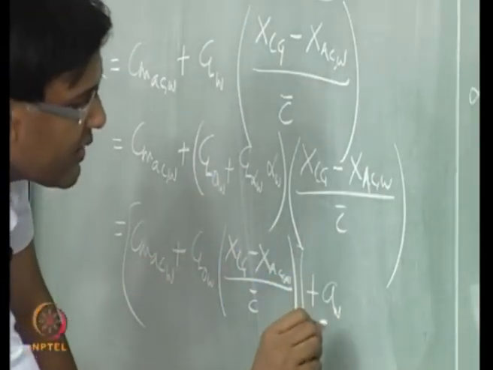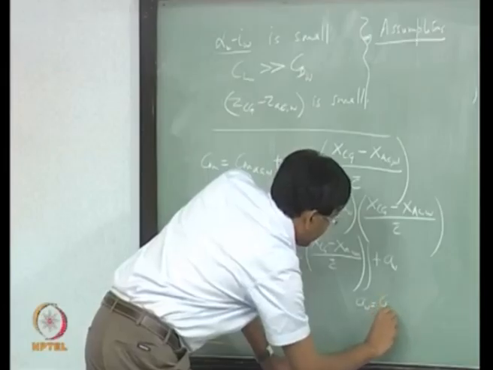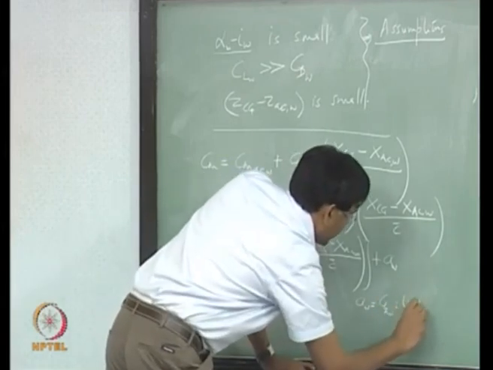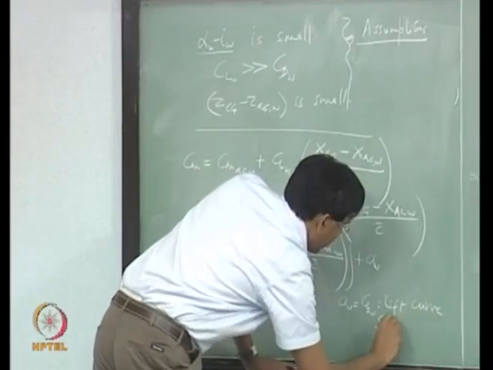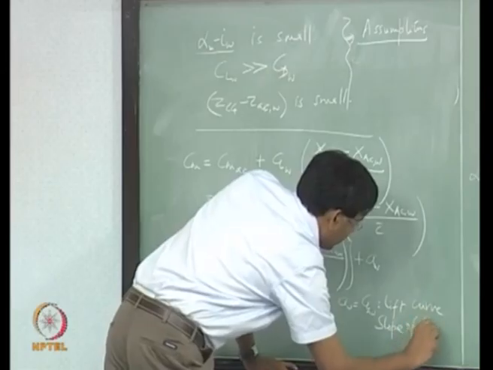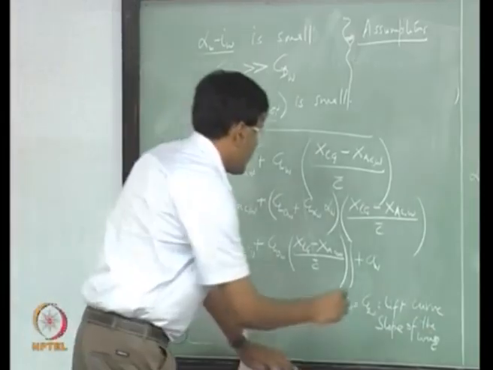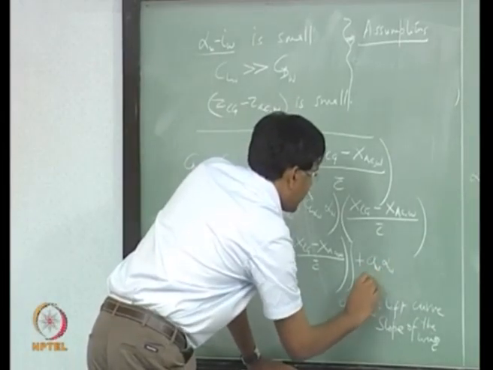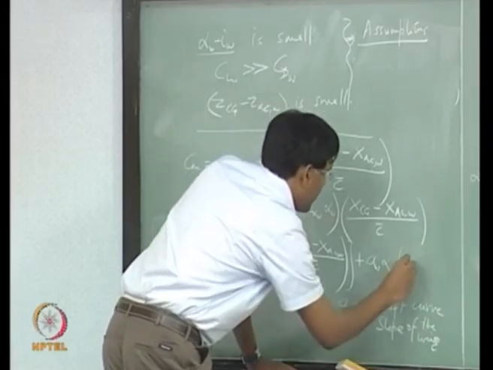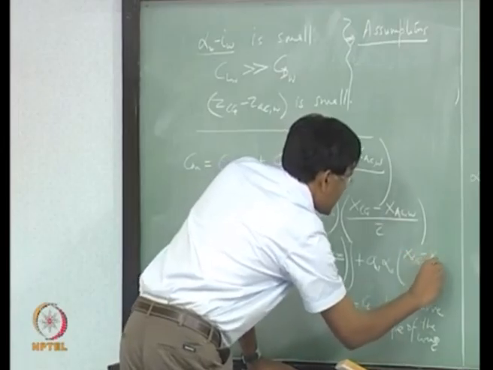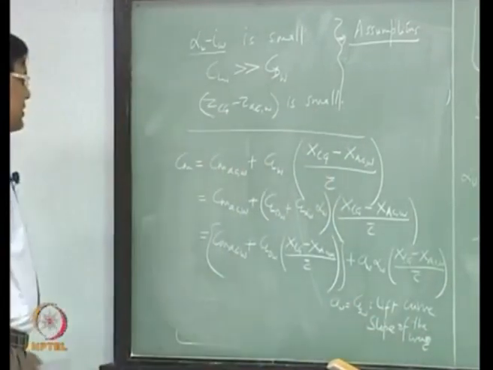So, a_W is the lift curve slope of the wing, into alpha_W, into (x_CG minus x_AC,W) over c bar.